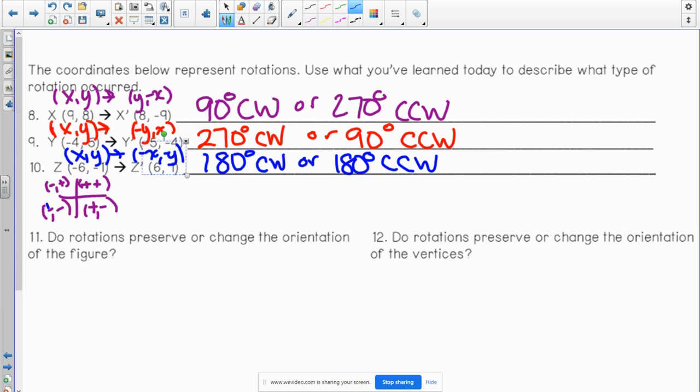So when we move these, do they change the orientation of the figure? In other words, the way the figure is pointing.